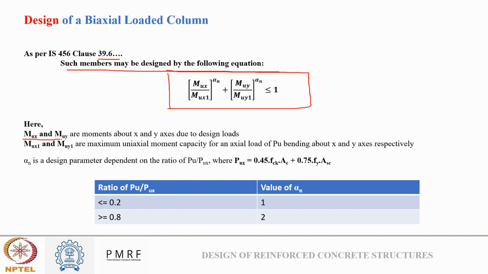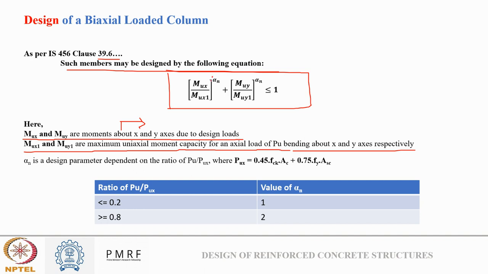So Mux and Muy are my moments along x and y axis due to design load, that will be given to us in the question, or that we can calculate using the eccentricity along x and y. Okay, similarly to what we did in the previous question. And my Mux1 and Muy1 are the maximum uniaxial moment capacity for an axial load Pu for bending along x and y. How will we get these two values? By the interaction curves. Okay, so this is something that will be given to us in the question, and this is something that we can calculate from the interaction diagram.